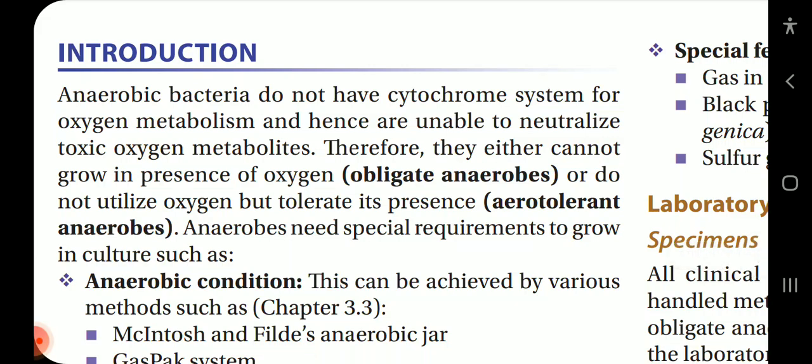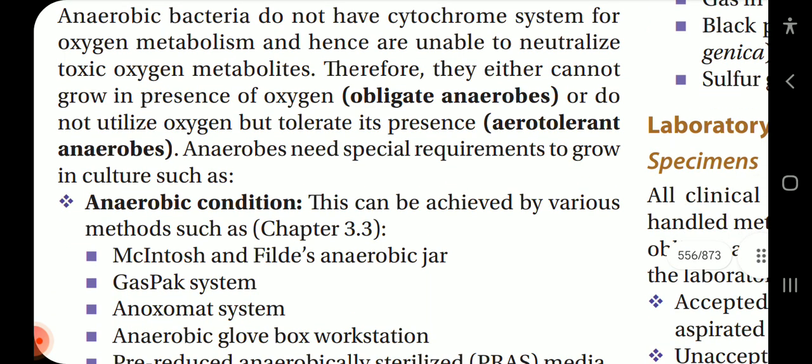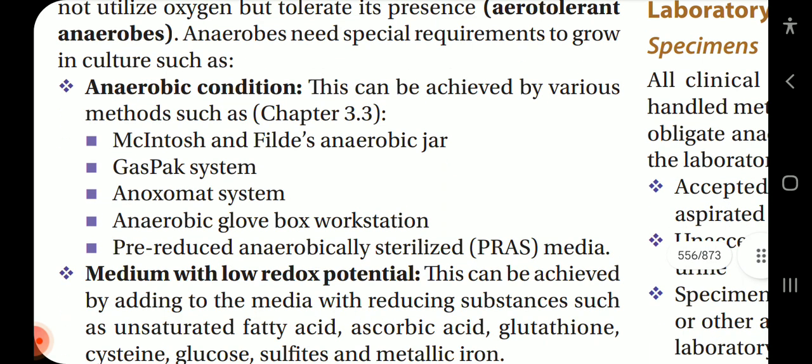Introduction. Anaerobic bacteria do not have a cytochrome system for oxygen metabolism, hence are unable to neutralize toxic oxygen metabolites. Therefore, they either cannot grow in the presence of oxygen, obligate anaerobes, or do not neutralize oxygen but tolerate its presence, aerotolerant anaerobes. Anaerobes need special requirements to grow in culture, such as anaerobic conditions.